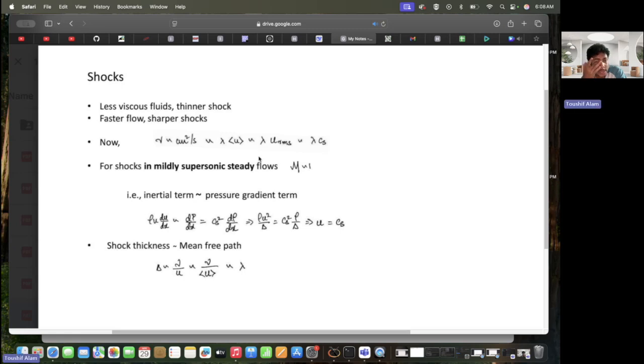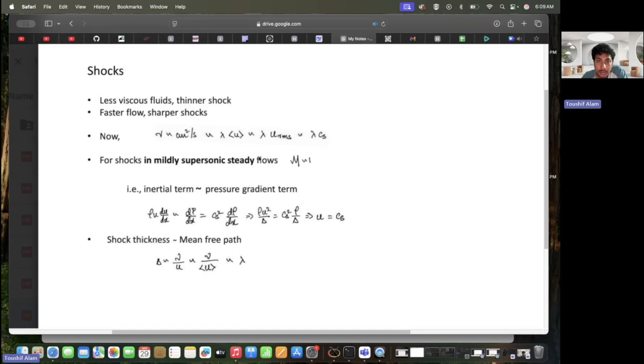For shocks in mildly supersonic steady flows, Mach number is approximately 1. That is neither subsonic nor supersonic; it's basically at Mach 1. So the inertial term is approximately the pressure gradient term. So rho u du dx is approximately dp dx, which equals cs square d rho dx. Then rho u square by delta equals cs square by delta. So u is equal to cs, and the shock thickness is equal to the mean free path.